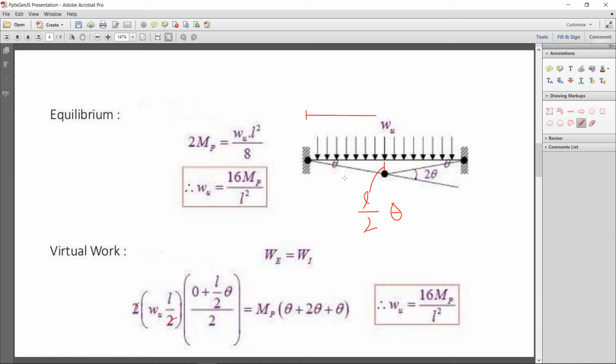In this beam with UDL, we take the average at this location because the load is distributed all over the beam. If the load is present at the center, then we do not need to take the average. Okay, the load is distributed all over the beam, so that's why the average settlement deformation is taken: 0 plus L by 2 theta at this location divided by 2.